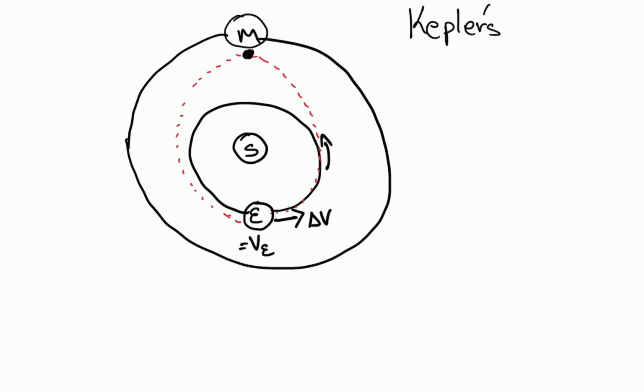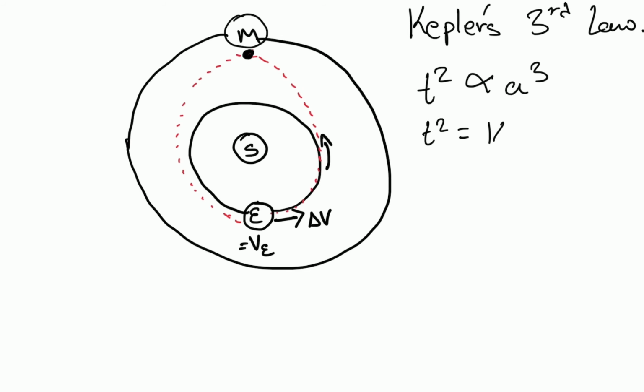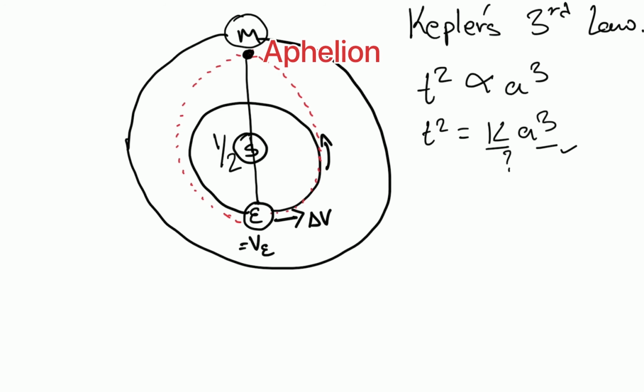We can calculate this by using Kepler's third law of planetary motion, which states that the square of time taken is proportional to the cube of the semi-major axis, or t square equals a cube times some constant. Here a is the semi-major axis, which is half the distance between these 2 points called the aphelion and perihelion. And it's easy to find the semi-major axis because we know that the satellite is closest to the Sun when it's on Earth and farthest when it's in Martian orbit.